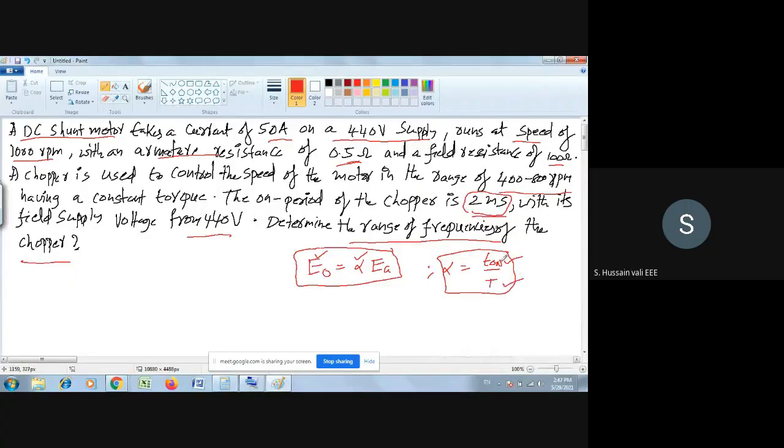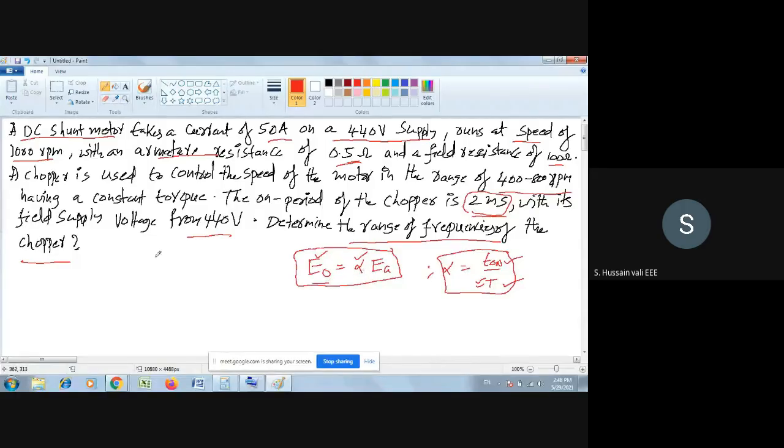In the problem, he said that T on is 2 milliseconds. So it is 2 milliseconds only. Then how do you control alpha? The only option you have now is to control capital T, that is the time period. Controlling time period is nothing but controlling frequency, because 1 by T you can write as F. So for different frequencies, you will have different values of alpha. Different values of alpha give different values of E naught, and different values of E naught give different values of speeds. That's the logic here.